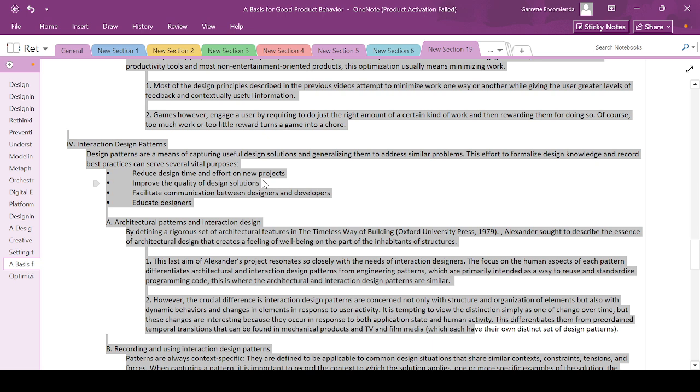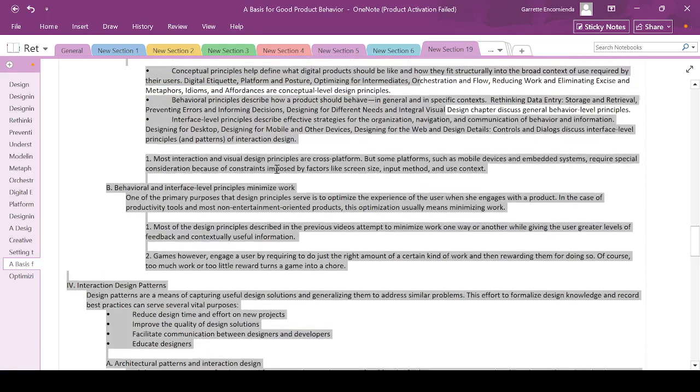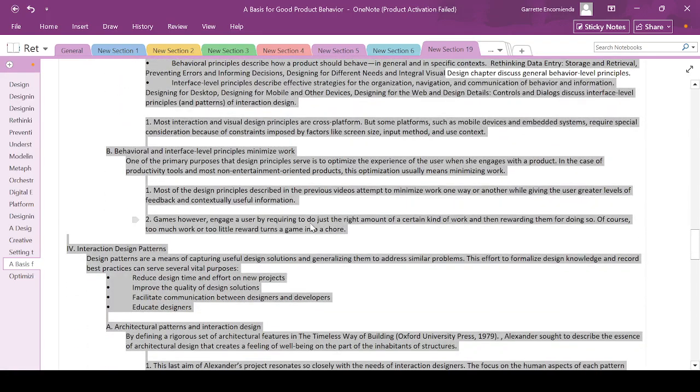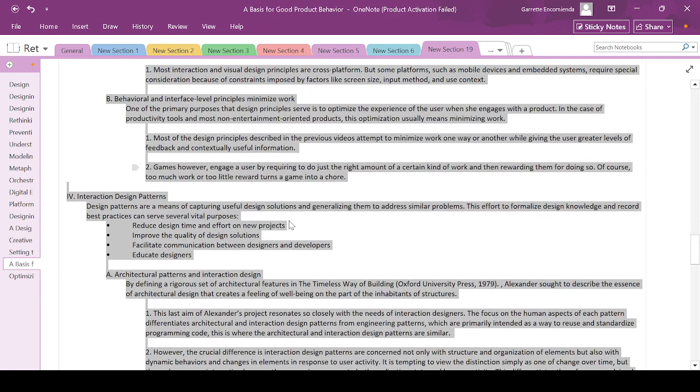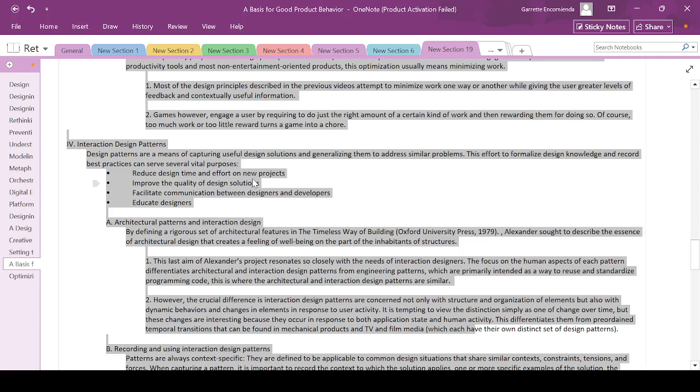It also leverages their cognitive abilities, their instinct, by using idioms that allow them to make the product useful. So aside from minimizing work, we're also making it easier for them by providing those additional capabilities, that extension of their cognitive abilities. Games, however, engage a user by requiring them to do just the right amount of a certain kind of work and then rewarding them for doing so. Of course, too much work or too little reward turns a game into a chore.